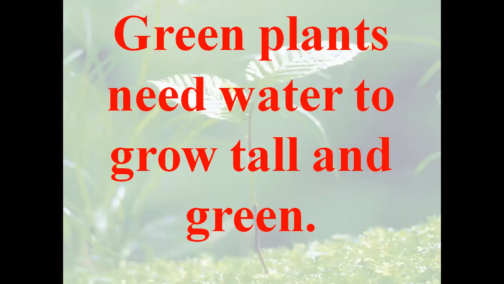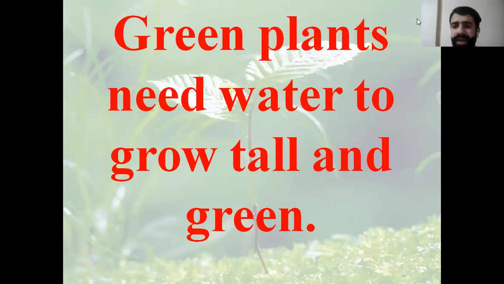First element is called the water. So green plants need water in order to grow tall, to grow normally, to grow green in color. All of them have the same meaning and the same concept and idea. So green plants need water in order to grow.